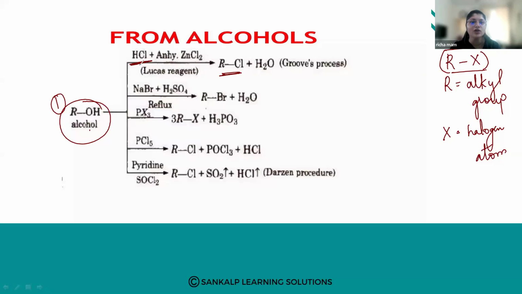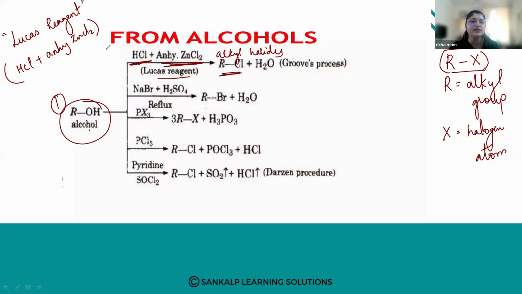By treating alcohol with a halogen acid in the presence of anhydrous ZnCl2, this is called Lucas reagent. Please make a note. Lucas reagent consists of HCl plus anhydrous ZnCl2. Whenever you have HCl and anhydrous ZnCl2, this is Lucas reagent. Alkyl halides can be prepared with the help of alcohols and Lucas reagent.